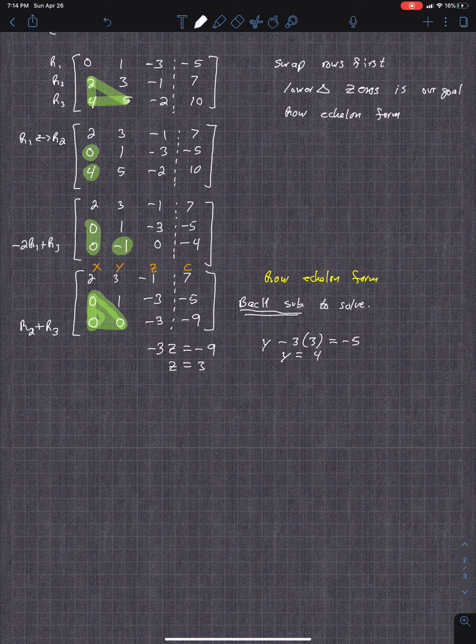Then go back to the original one. Well, the first row. Go back to the first row here. So it's 2x plus 3y minus z equal to 7. But then you put in the variables you just solved for. So it's 2x plus 3, oops, let me fix that.